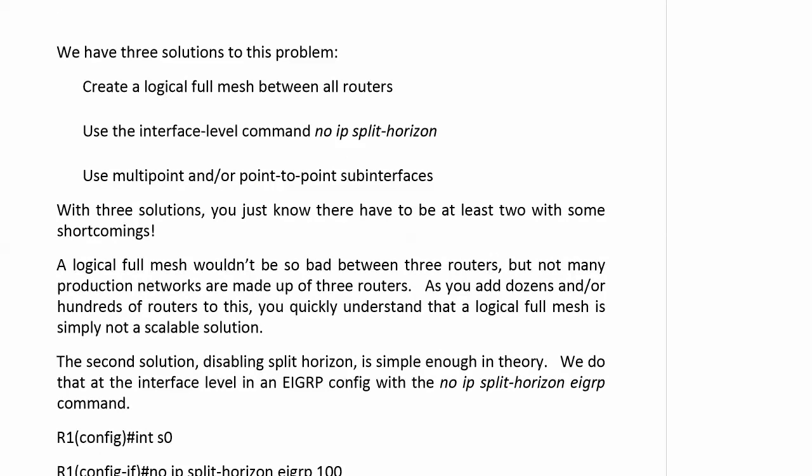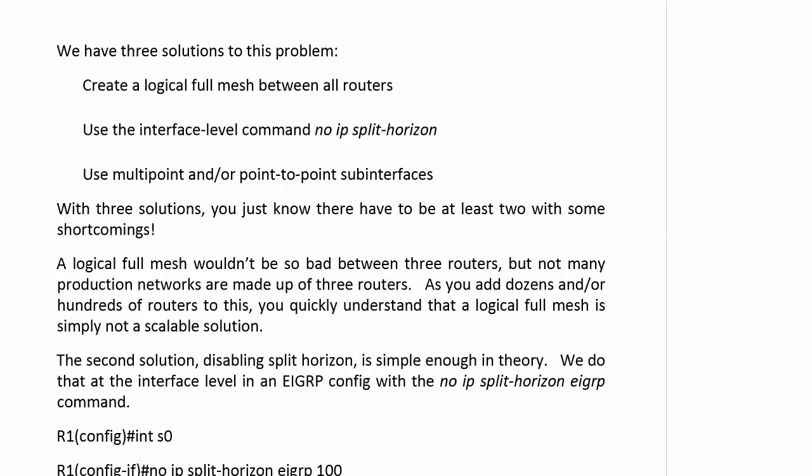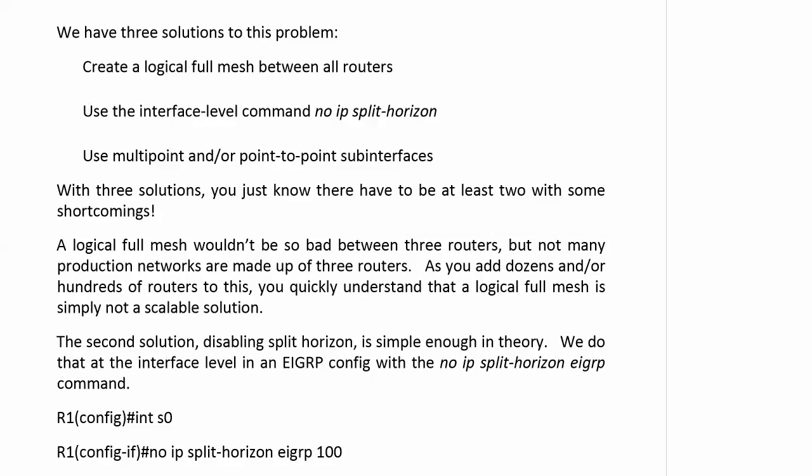We could create a logical full mesh between all of our routers. We could use the interface level command no ip split-horizon to do something about it, or we could use multipoint and/or point-to-point subinterfaces. Now with three solutions, you just know there's got to be a problem with at least two of them, or a bit of a shortcoming anyway.